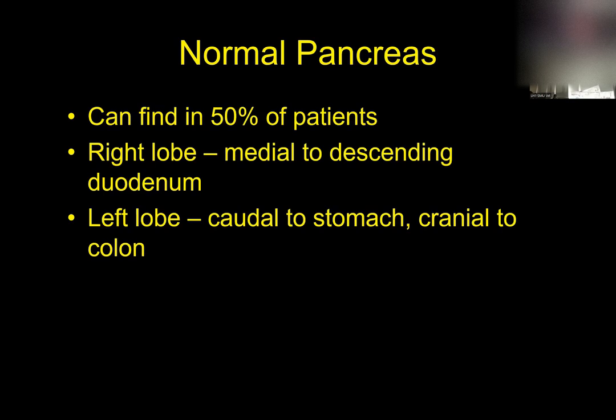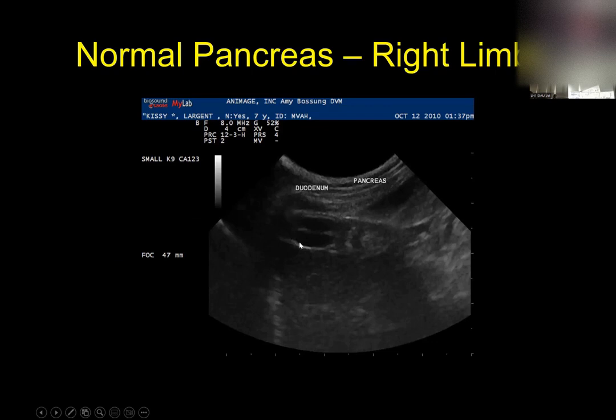You have to remember the right lobe of the pancreas tends to live just medial to the descending duodenum. The left limb or left lobe of the pancreas lives right along the greater curvature of the stomach, right between where the stomach and the colon live in the abdomen. That's the place to look for the left lobe. Where the right and left lobe meet, some people refer to that as the body of the pancreas. We haven't talked about GI yet, but that's the section of the small bowel.